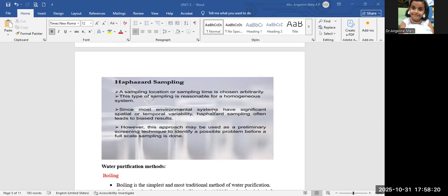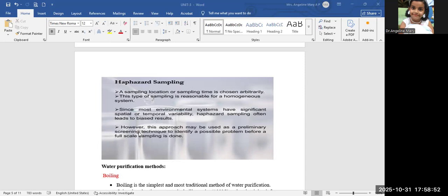Since most environmental systems have significant spatial or temporal variability, arbitrary sampling often leads to biased results. So in this case also, we can receive biased results because of environmental systems or the water sample availability, the temporal availability. If you are taking a test, they can give pure water, whatever it may be. So this method also doesn't give you a reliable result.